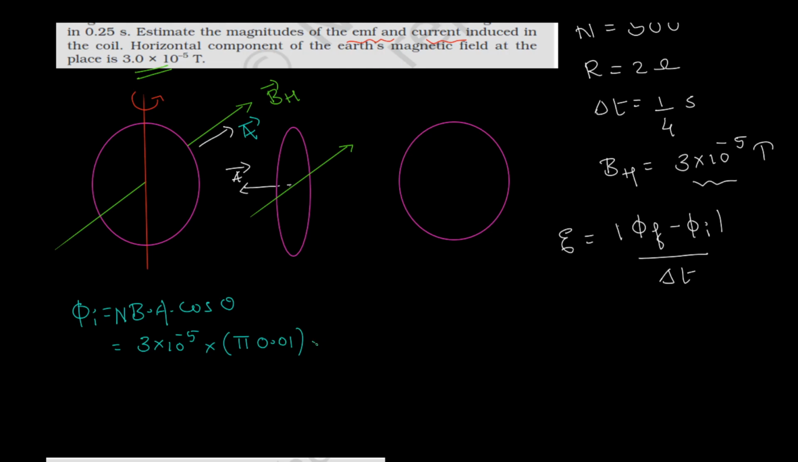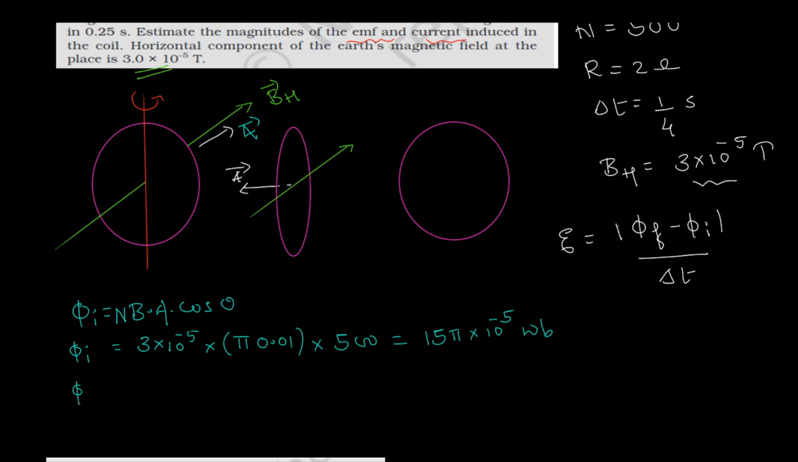So I'll have to multiply that also. N is 500. So this is going to be your initial flux, which is, I'll keep pi as pi itself. So you'll get initial flux as 15 pi into 10 to the minus 5 Weber.